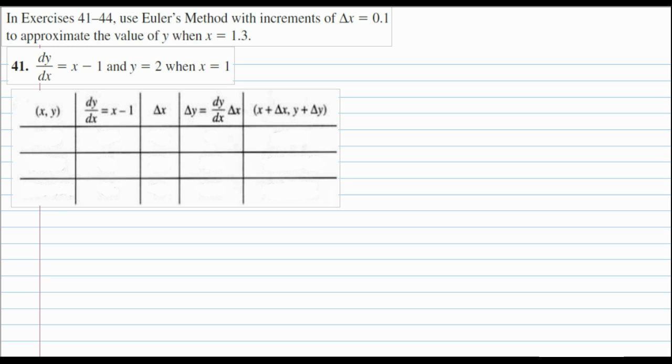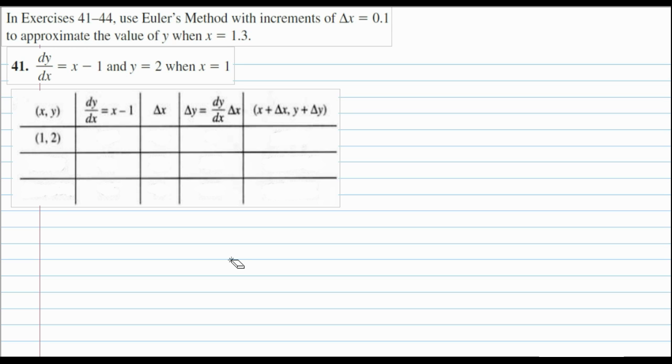Now try problem number 41. It says use Euler's method with increments of delta x equals 0.1 to approximate the value of y when x equals 1.3. So dy/dx equals x minus 1, so it's not dependent on the y coordinate this time, and y equals 2 when x equals 1. So that's the point we start out with, 1 comma 2.